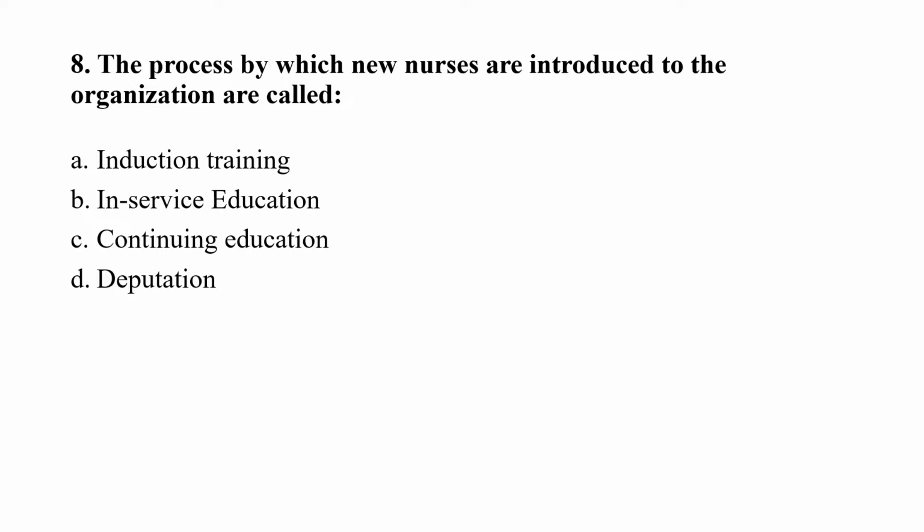Question number 8. The process by which new nurses are introduced to the organization is called option A, induction training, option B, in-service education, option C, continuing education, option D, deputation. The correct option here is option A, which is induction training or induction programs. Induction training or induction programs is the process by which new nurses or new employees or new recruits are introduced to the organization.